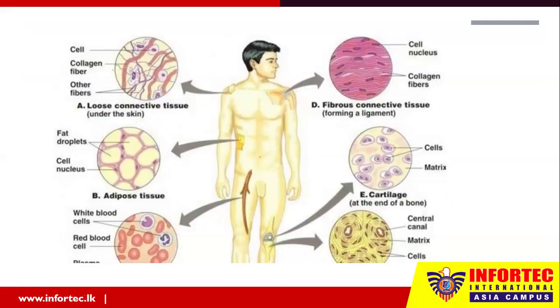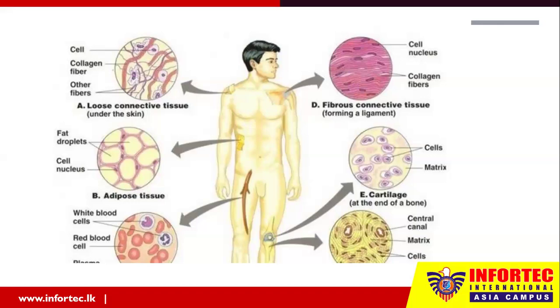As the key features of our connective tissue, it is vascular in nature, except our cartilage and tendons, which are avascular. When you look at these images, you can see there is more space among the cells. It means widely spaced cells are there in this connective tissue.